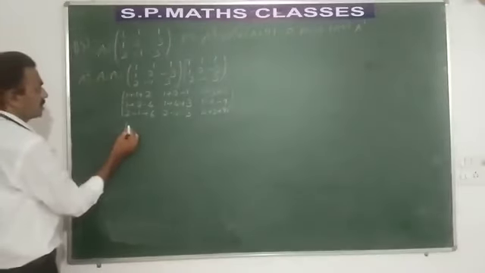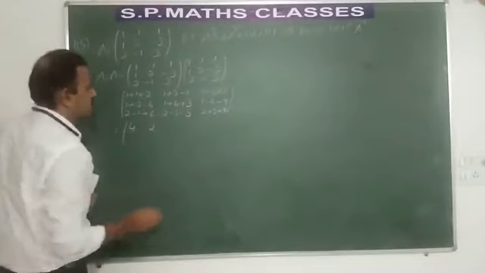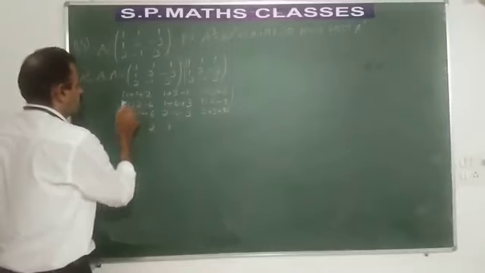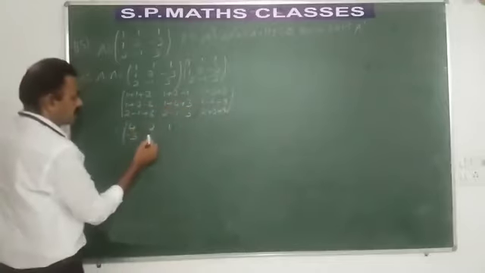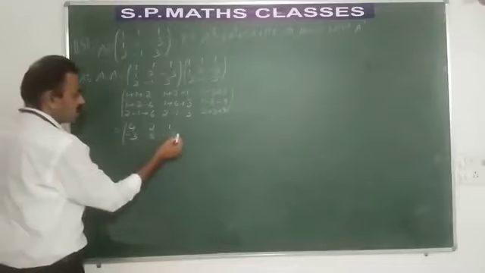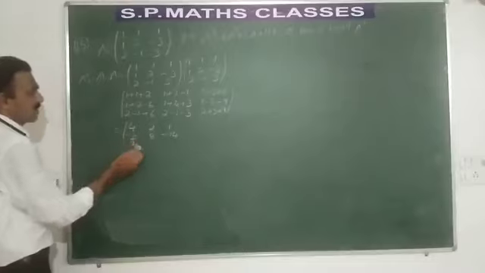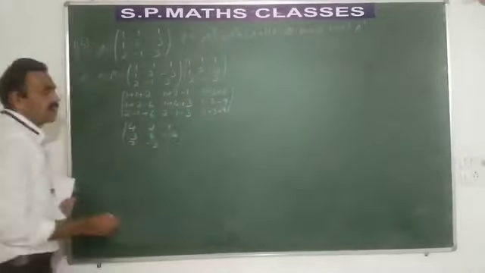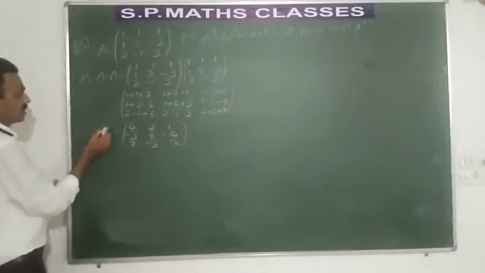Now check what this is. 4, 2, 1. 1 cancels 2, plus 3 minus 3 cancels 1, 1 plus 2, 3, 3 minus 6 is minus 3. 5 plus 3 is 8, 1 minus 6 minus 9 is minus 14. 6 plus 2, 8, 8 minus 1, 7. 2, 2 cancels, it is minus 3. 2 plus 3, 5, 5 plus 9 is 14. This is what A squared is.